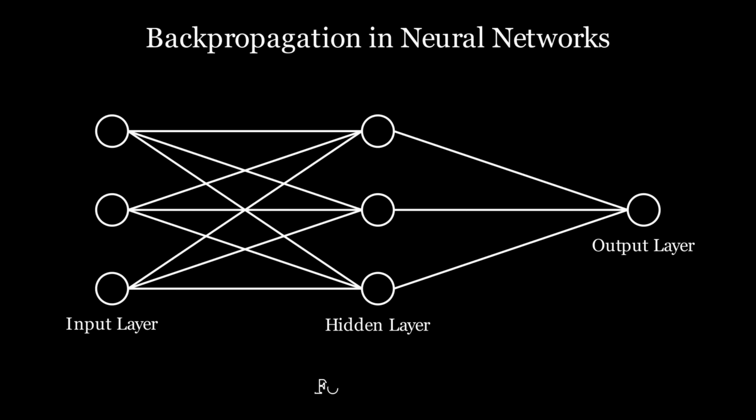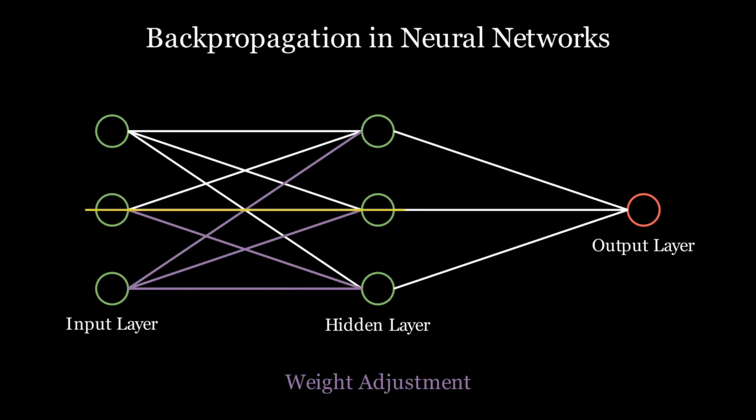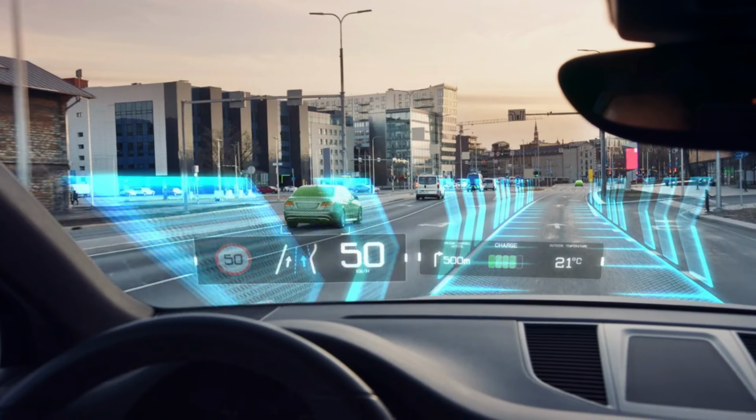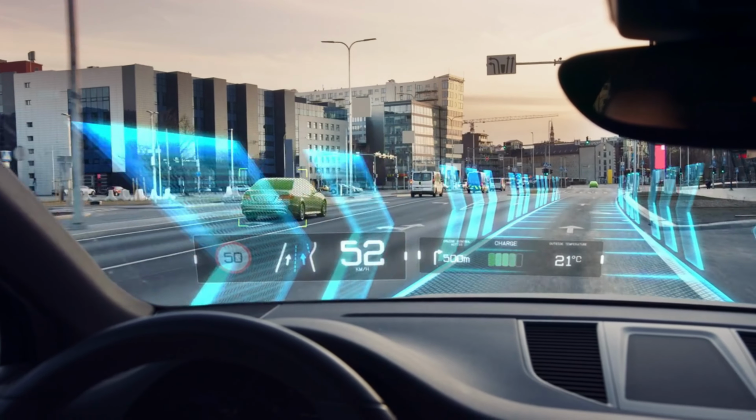Here's where things get even more interesting. Hidden layers learn by adjusting their weights during training, using a method called backpropagation. After the network produces an output, it compares it to the expected result and calculates the error. Backpropagation adjusts the weights in the hidden layers to minimize this error, helping the network learn and improve with each cycle.